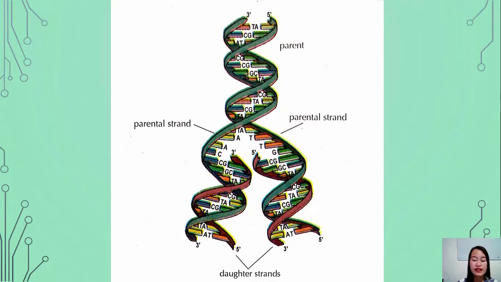Okay, so this is the DNA replication class. This is from the parent, and this strand is called the parental strand. And yung nasa baba ay tinatawag na daughter strands, kasi yung hereditary information ay naipasa from parent to offspring. Kaya ang tawag sa kanya dito sa dulo ay yung daughter strands.